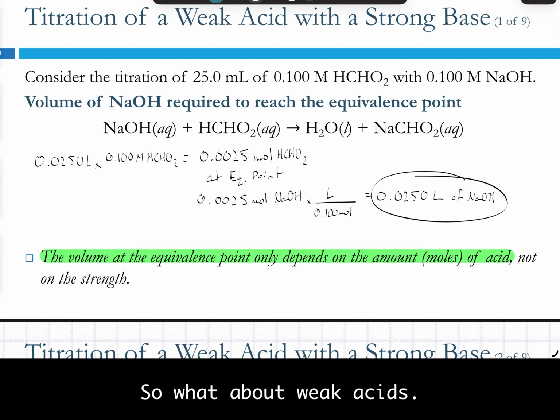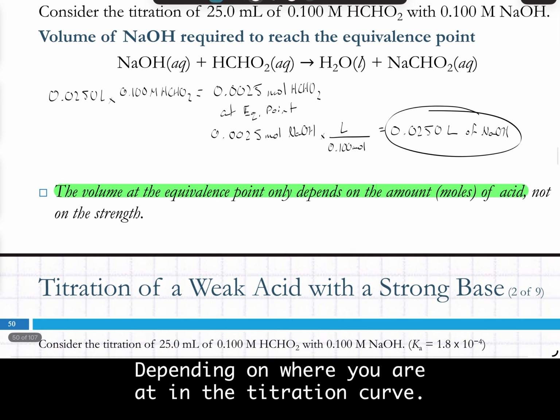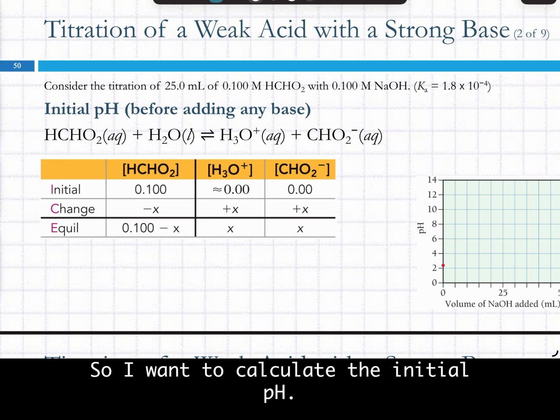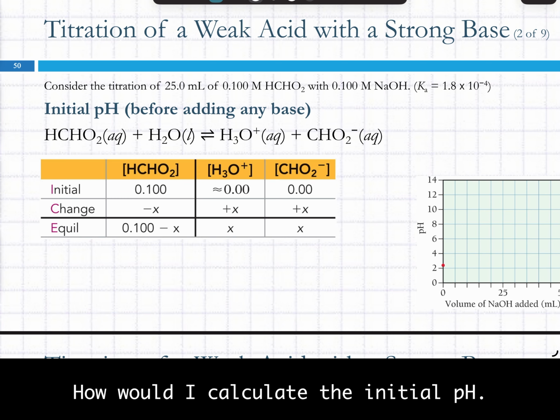So what about weak acids? Weak acids are where we actually have a bunch of different things happening depending on where you are at in the titration curve. So if I want to calculate the initial pH, how would I calculate the initial pH?